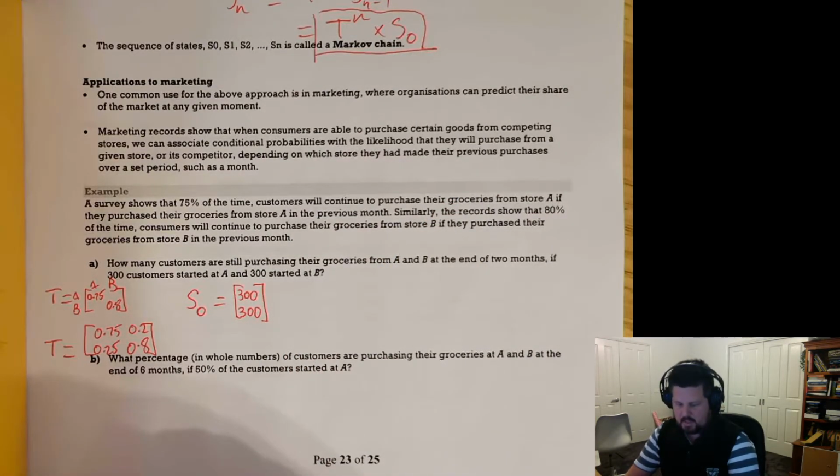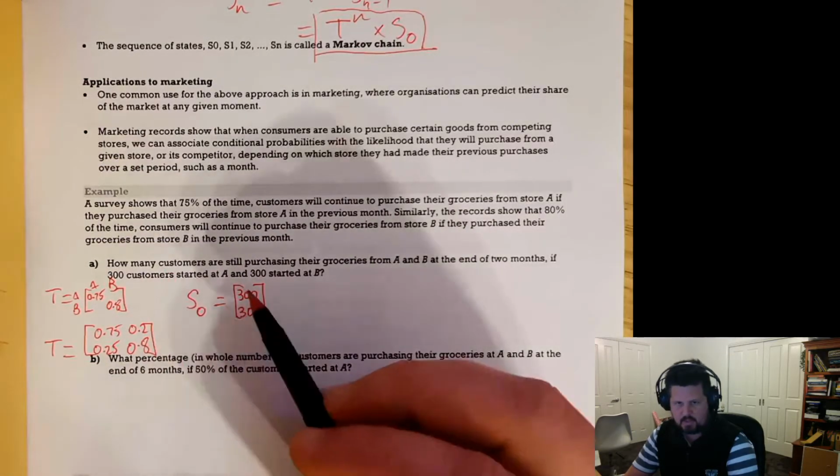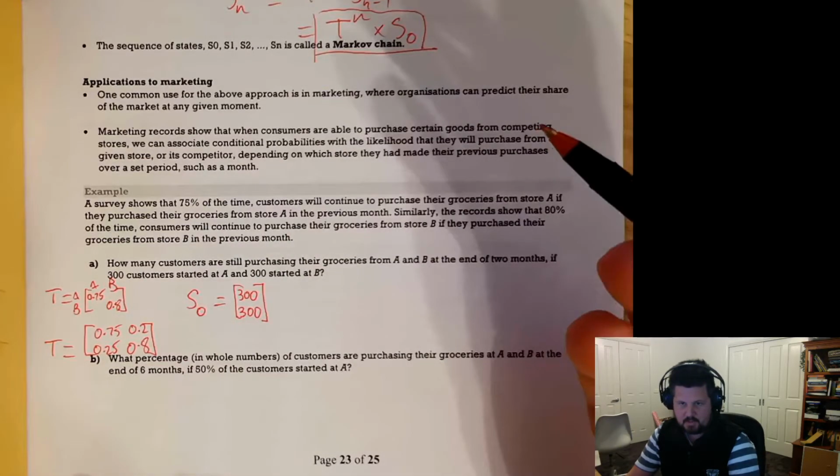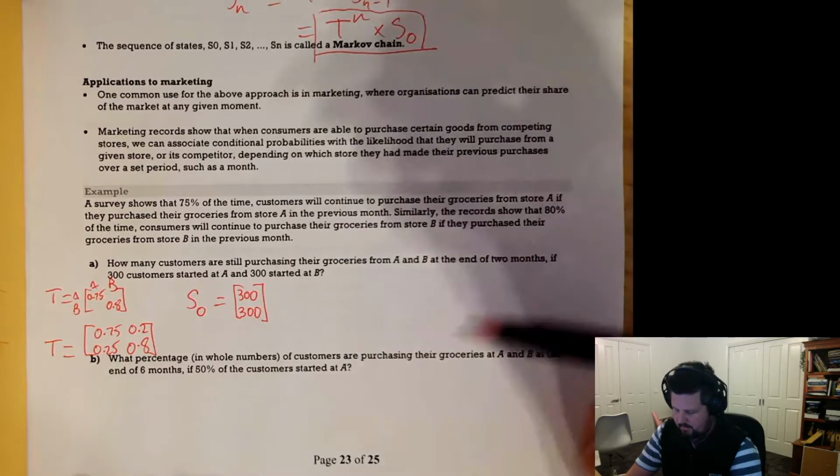Alrighty, we've got our information for the transition matrix and the initial state. What we need to do now is work out what is happening after 1 month, and see how many customers are in different spots. So let's do it for 1 month.